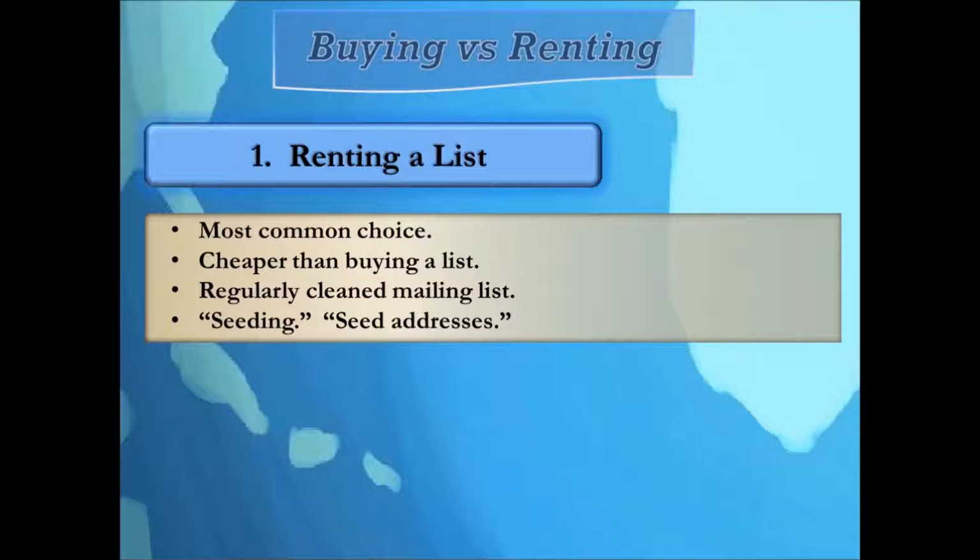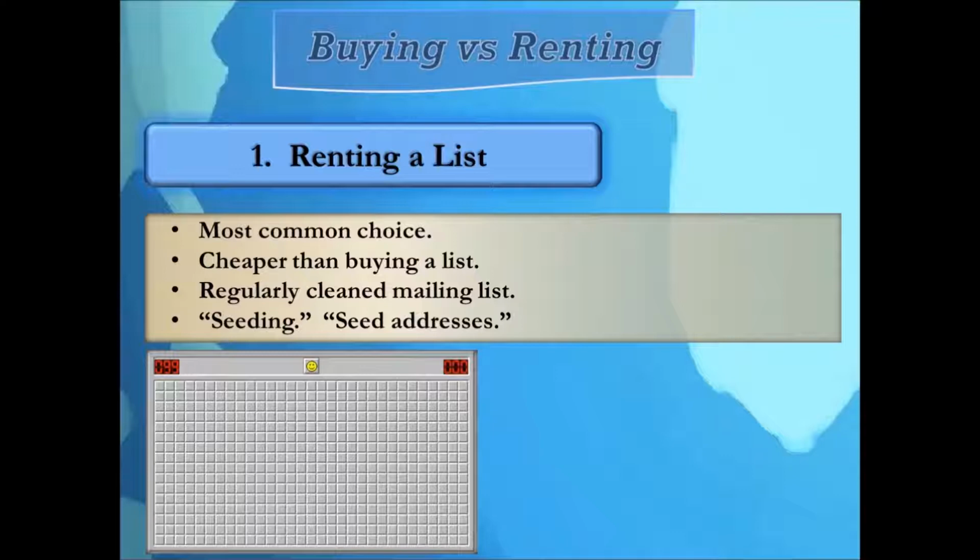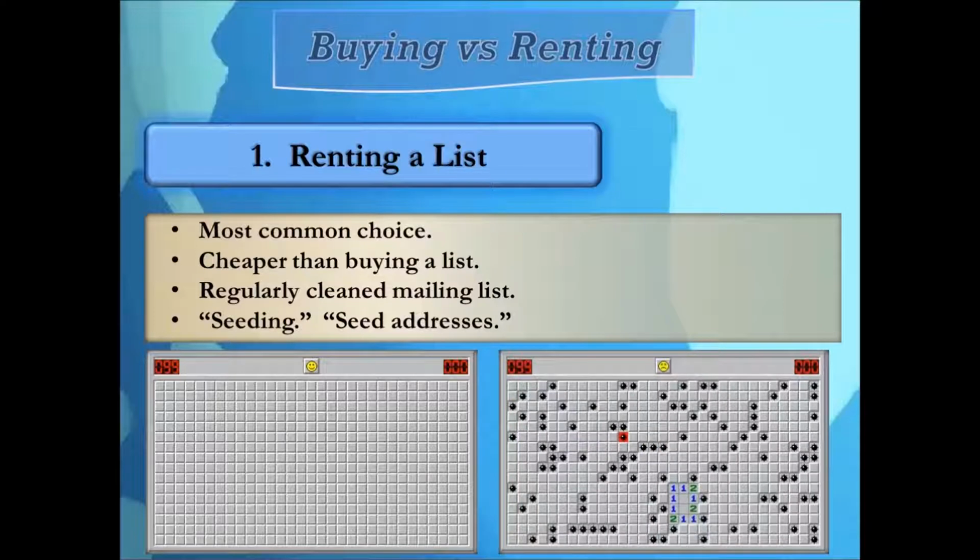Second, and this is super important, is called seeding. To prevent a rented list from being used again, list brokers have seed addresses mixed into the addresses in the mailing list. Similar to the game Minesweeper, these addresses are fake and only a handful, typically 1 to 4, are added to the list. Seeds are there to monitor the usage frequency, and if you're caught abusing it, there could be serious legal consequences. So don't do that.